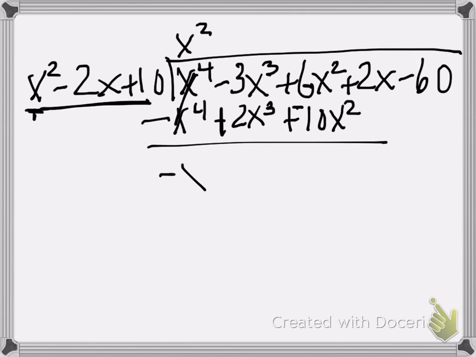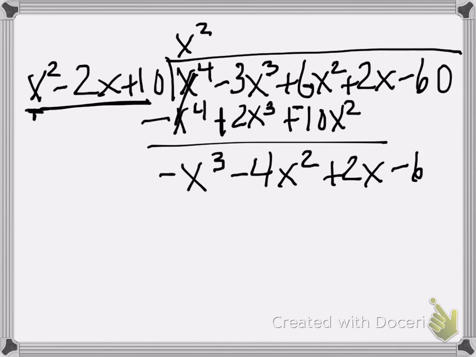And I get negative x cubed. And this right here, 6 minus 10, is negative 4x squared. And then I bring down my 2x minus 60. And I go all over again. Okay? Now, how many times does x go into negative x cubed? Well, that's negative x times. And I distribute the negative x. Negative x times x is negative x cubed. And negative x times negative 2x is positive 2x squared. And negative x times 10 is negative 10x.